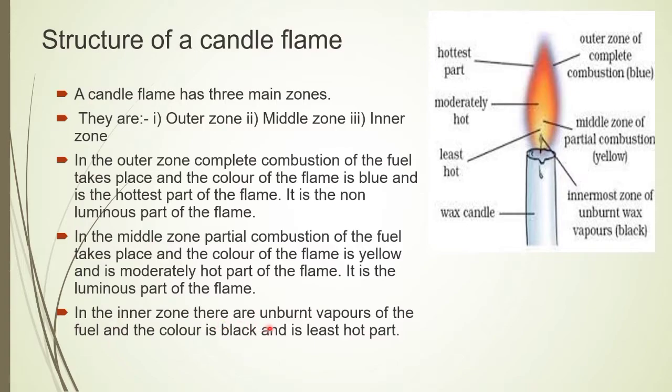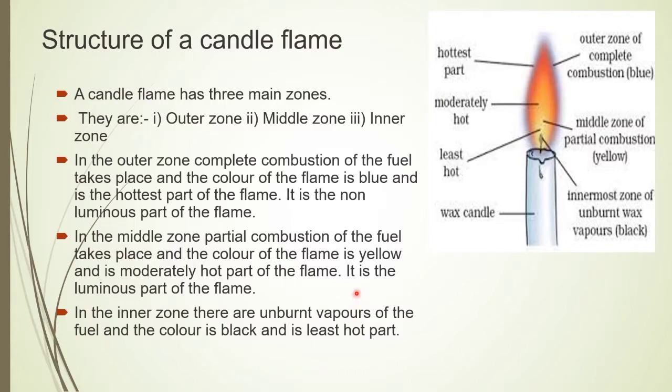called the inner zone. There are unburned vapors of the fuel, and the color is black, and it is the least hot part. Okay, you might have seen this part. This is what we call the inner zone. There are unburned vapors of the fuel. The fuel does not burn, and the color is black in this case. So it is not the hottest part. It is not a hot part.